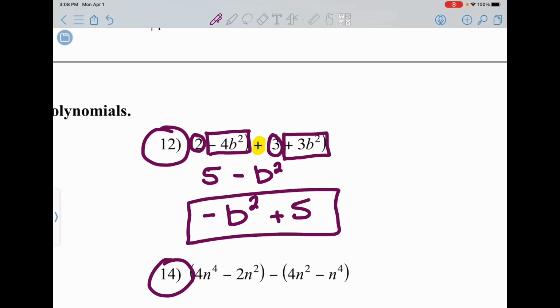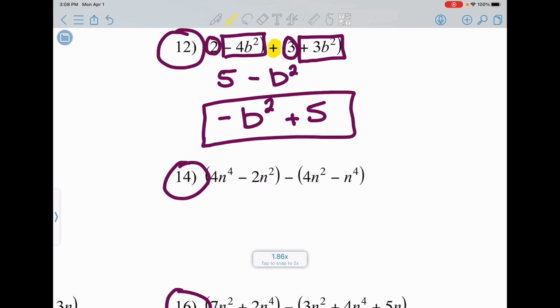Now adding polynomials is very similar to subtracting polynomials, but there's one extra step. So when you see a minus between the polynomials, you need to distribute the negative to the second polynomial, which means we are multiplying every term in that second polynomial by a negative 1. So the first polynomial stays the same.